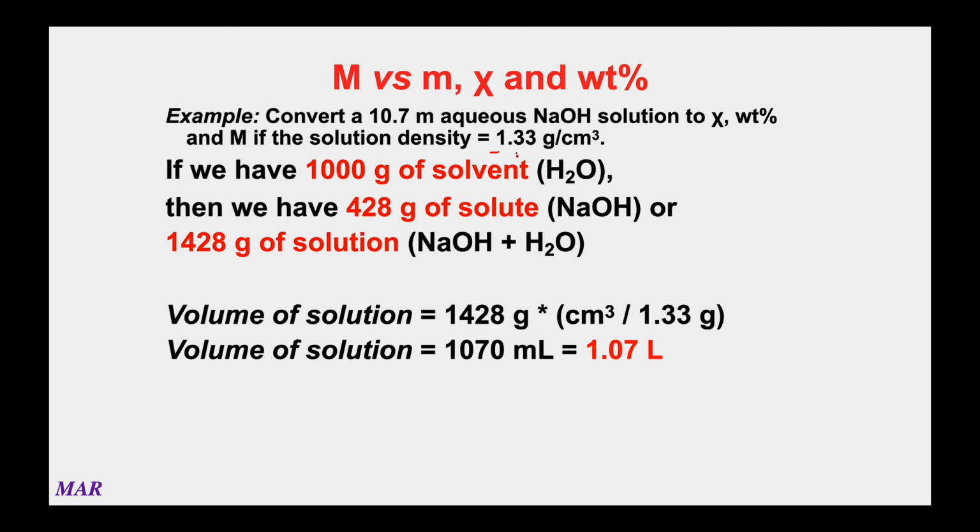So I want to backtrack and highlight that a little bit. You want to add solute plus solvent grams, 1,000 plus 428 in this case. That gives you the total mass of the solution. So 1428, that's all the grams we have. That's the number you can use the density with. So 1428 grams divided by the density of the solution, 1.33. That's how we got the volume of solution. And 1.07 liters is what we want to use in molarity.